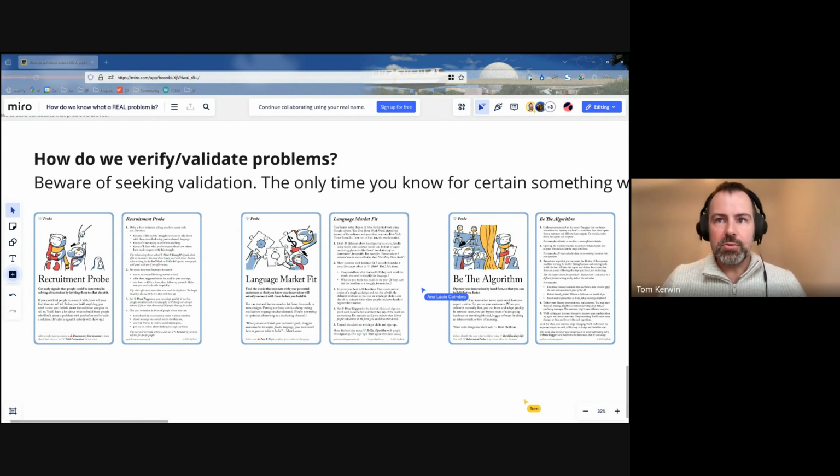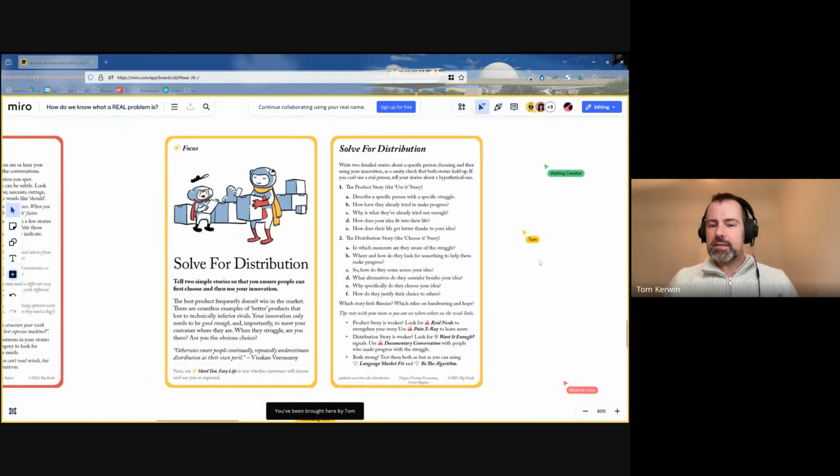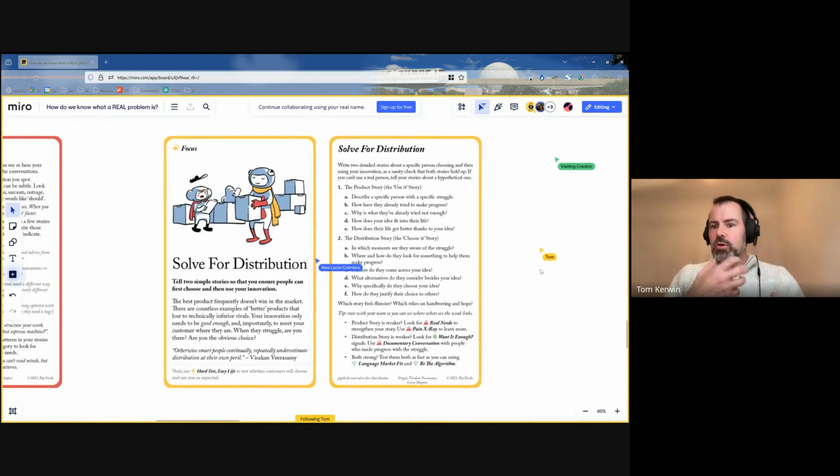So some tools, I would say, I'm going to zoom in on something called Solve for Distribution. I'm going to drag you to me if I can. In terms of what's a real problem, this is when you get into the idea of, well, there's product market fit, which is what you're looking for.